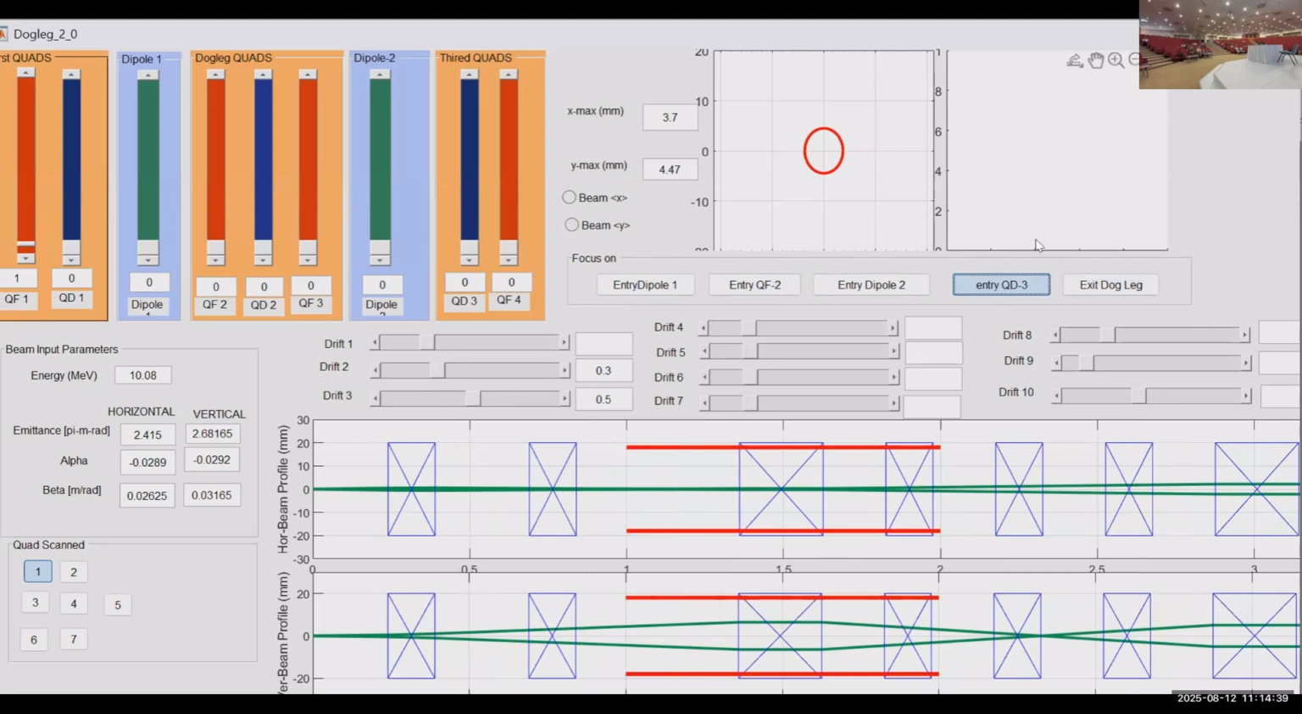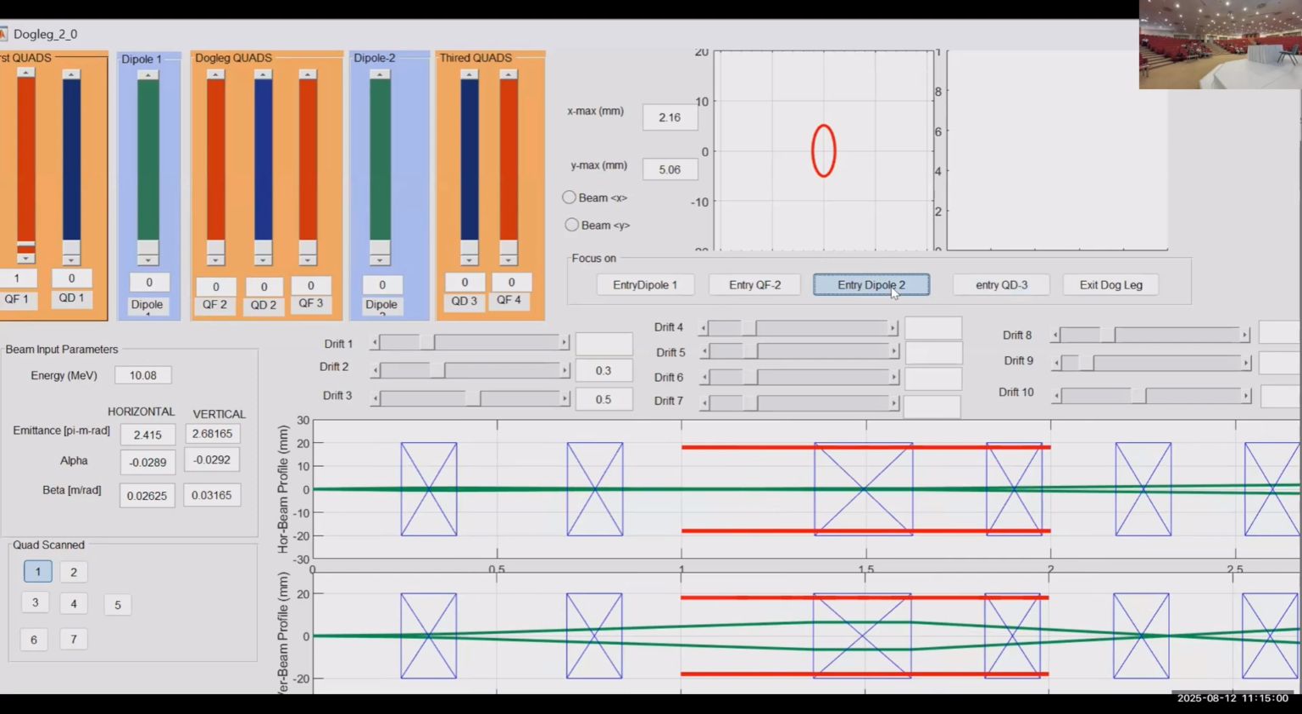I'm not. Now, don't. Can you double click? Okay, bigger. Sure.